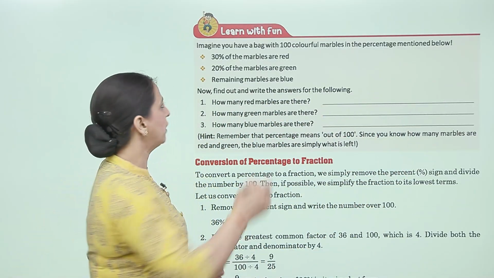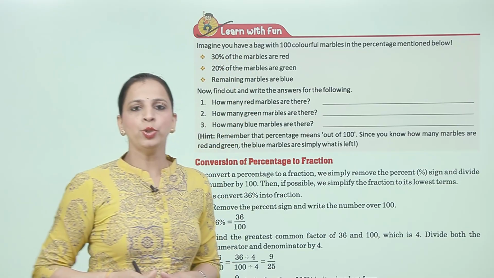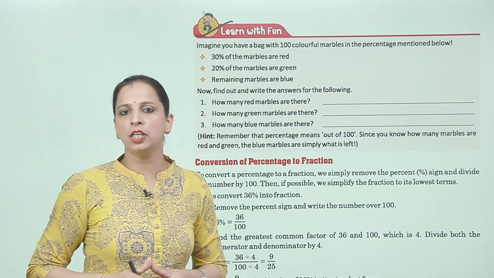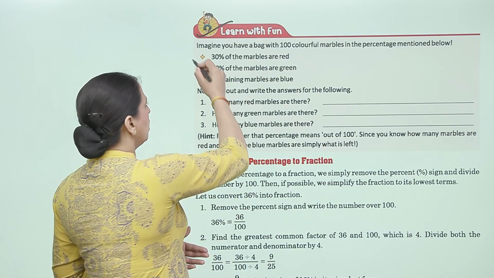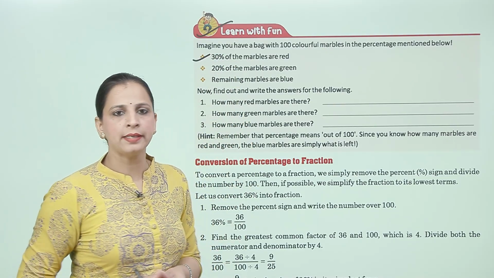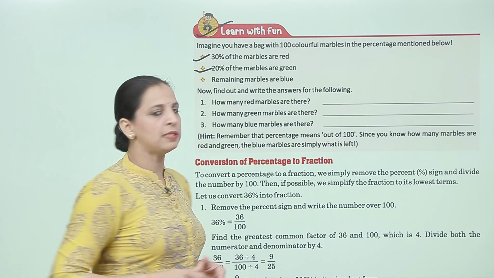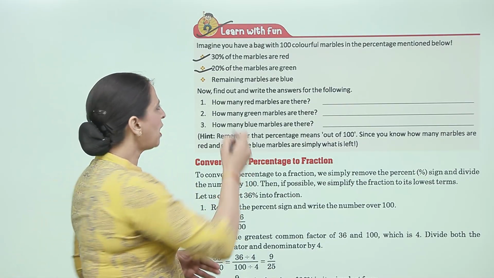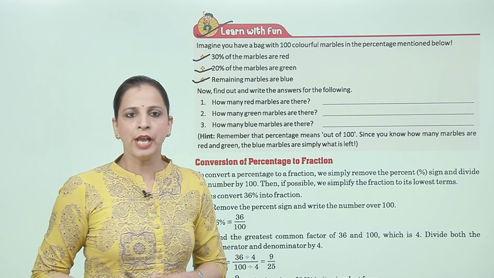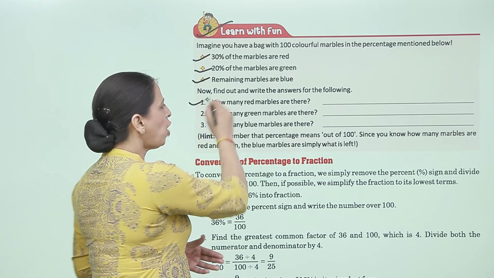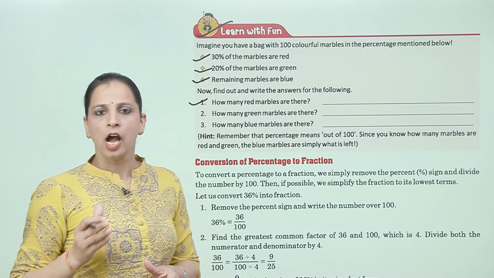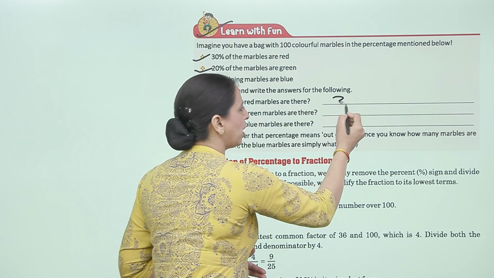Now learn with fun. Imagine you have a bag with 100 colorful marbles in the percentage mentioned below. 30% of the marbles are red, 20% of the marbles are green. Now remaining marbles are blue. Now find out and write the answer for the following. First, how many red marbles are there? Out of 100, 30% means 30.